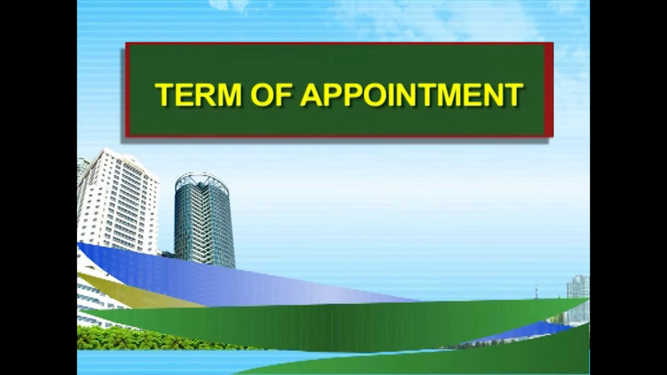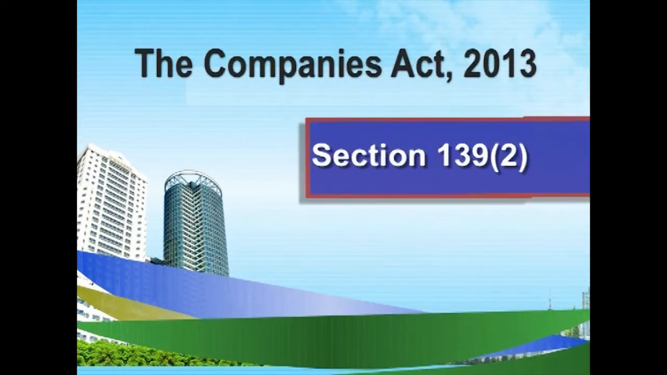Term of appointment. According to section 139, subsection 2 of the Act, a listed company or any other class or classes of companies as may be prescribed is not to appoint or reappoint an individual as an auditor for more than one term of 5 consecutive years and a firm of auditors for more than 2 terms of 5 consecutive years.